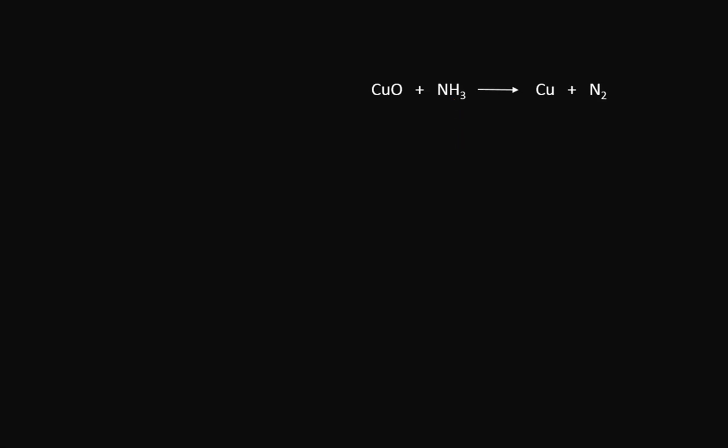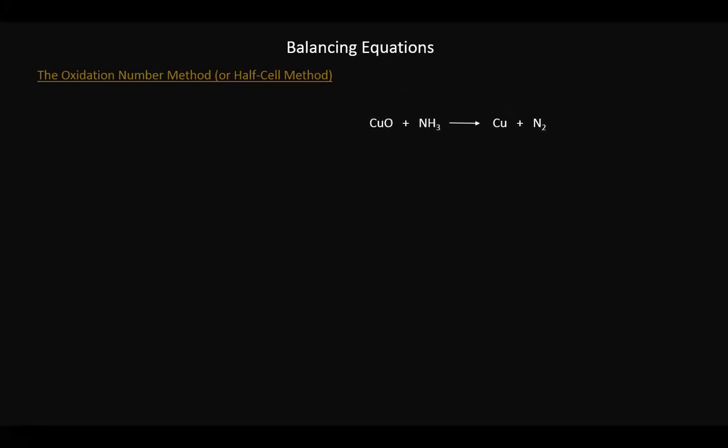This lesson will show you how to deal with this situation, as well as equations that contain ions with charges on them. This wasn't possible with the earlier method of inspection. We're going to use a method called the oxidation number method, or half-cell method. This will be useful later on in another unit of electrochemistry.